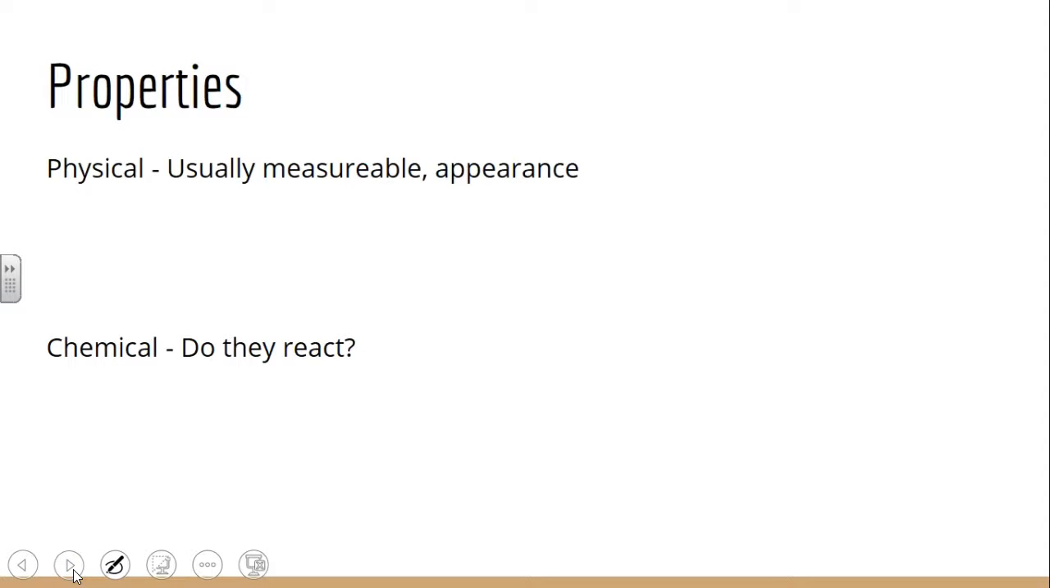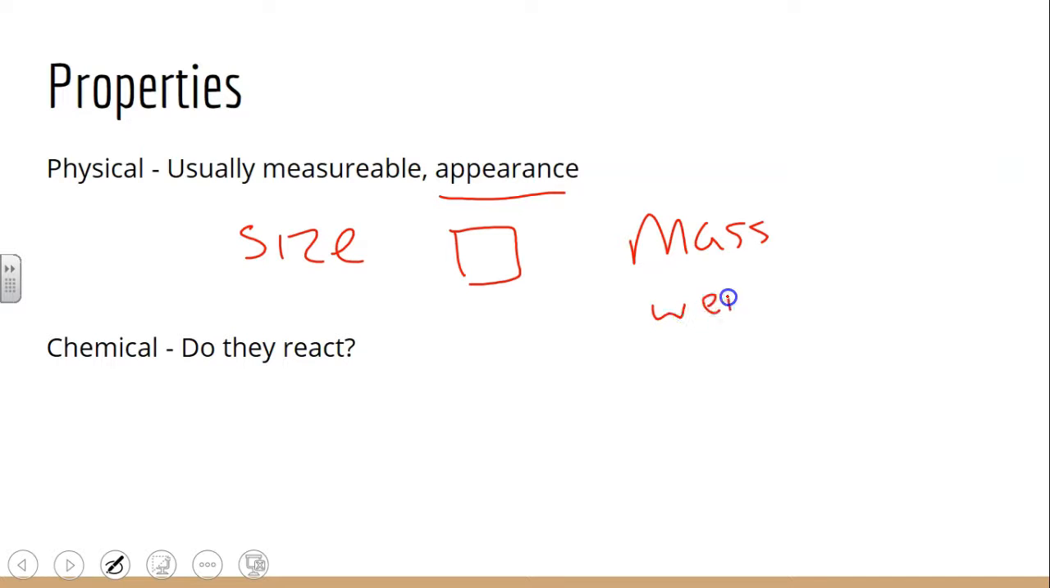Okay. When we're talking about physical properties, they are usually something that's measurable and deals with appearance. So when we talk about physical properties, we're talking about size. You can definitely measure something. You can measure a box. It has a certain amount of size. You also have something like mass. Now while mass is not necessarily something that has to do with appearance, it is measurable. You may know mass as something like weight. They're two different things, but they're related. So appearance has a lot to do with it.